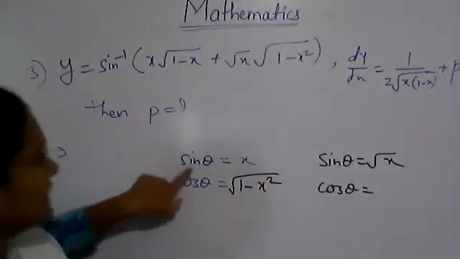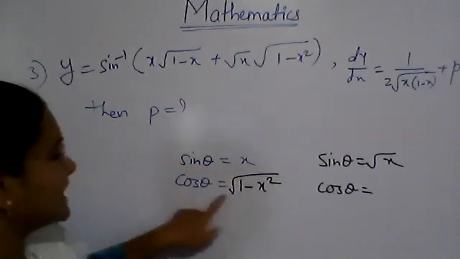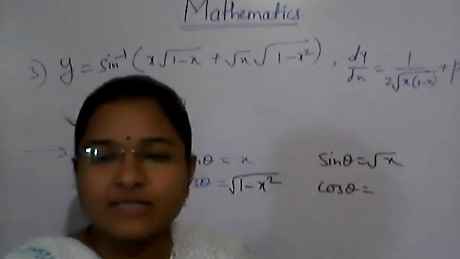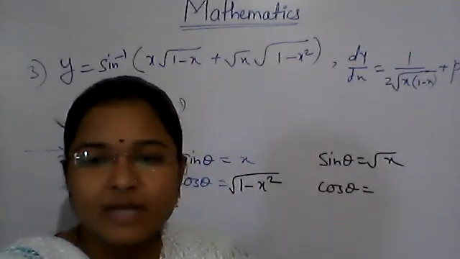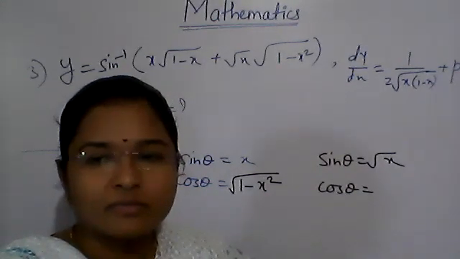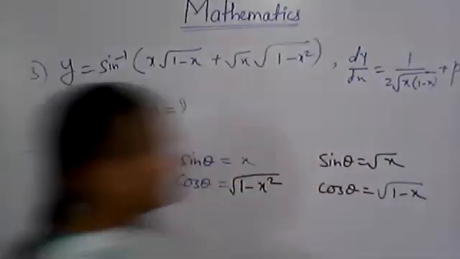Now for this, if we consider sine theta equals x, then we will have cos theta equals root 1 minus x square. Now if sine theta equals root x, then what will be cos theta? Yes, what is cos theta? Root 1 minus x. Yes, very good. Root 1 minus x.